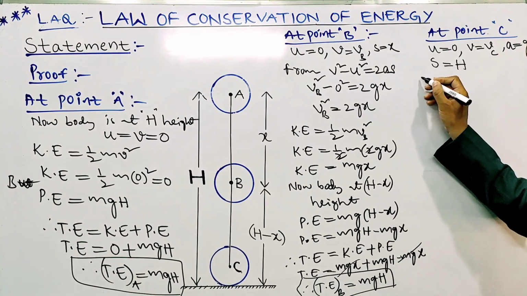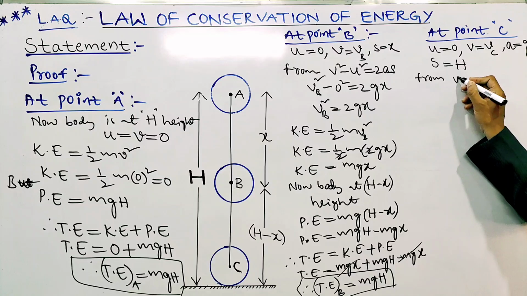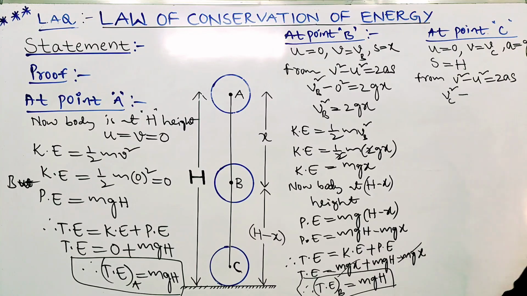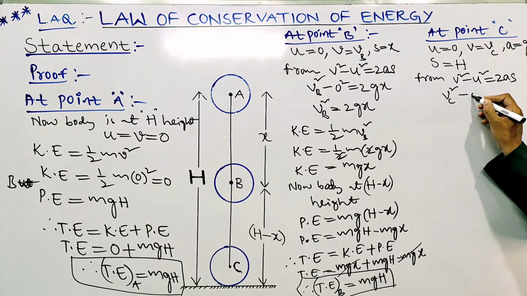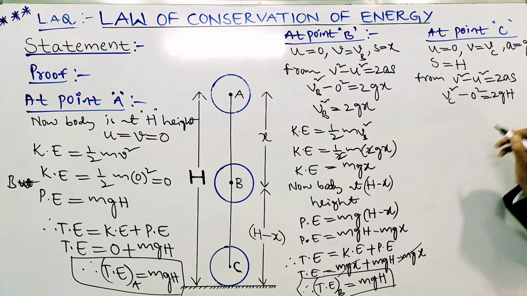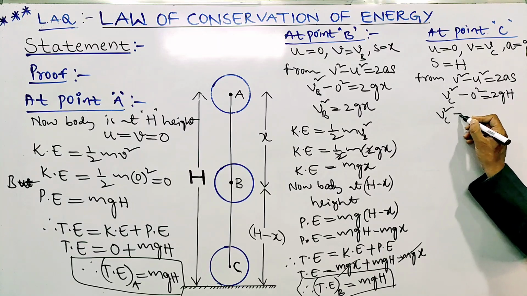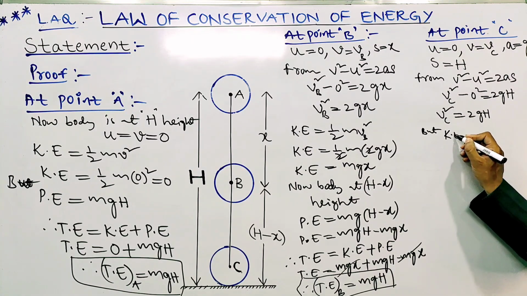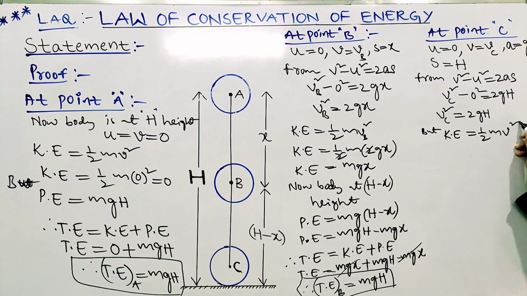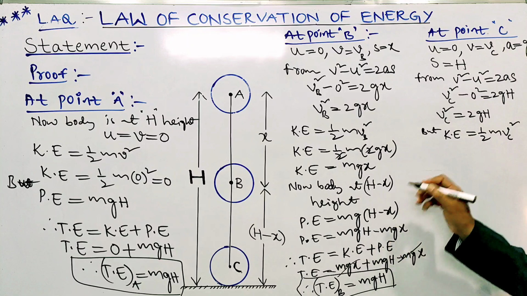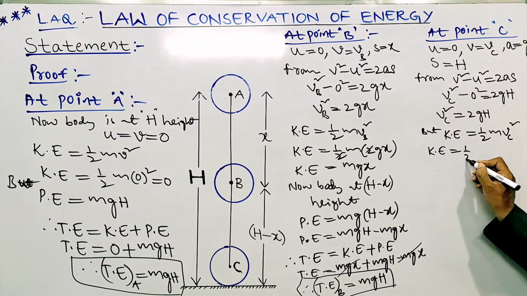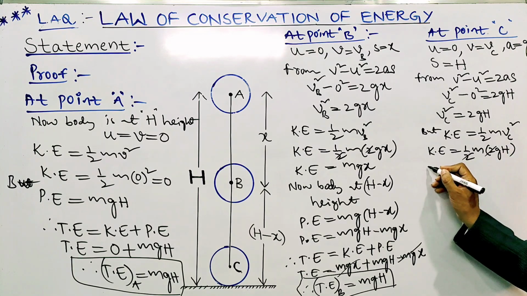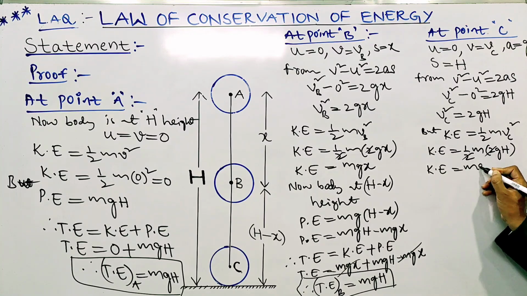Okay, here substitute in the v square minus u square equal to 2as formula. vC square minus 0 square is equal to 2g into h. Here vC square equals 2gh. Substitute in the kinetic energy formula. Kinetic energy equals half m v square, where v means vC. Here kinetic energy equals half m vC square. vC square is 2gh. 2 gets cancelled. Therefore kinetic energy equals mgh.